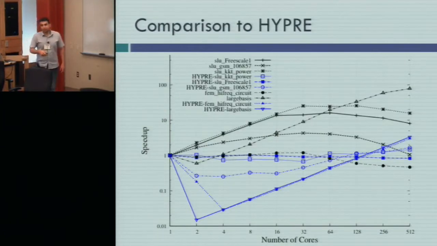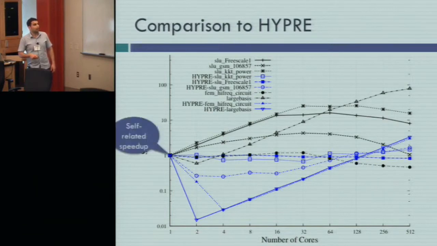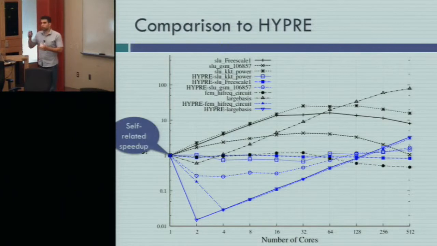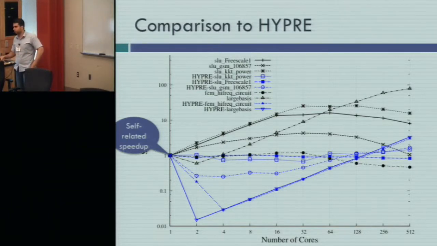Now we compare to HYPRE, which is the package from Livermore. The blue lines are the scaling of HYPRE. As you can see, it cannot scale, and it's self-related speed up with the code running on one processor, which turns out to be not very different than the good sequential kernel. So in other words, HYPRE on one processor and your code on one processor have similar timing, very similar timing.